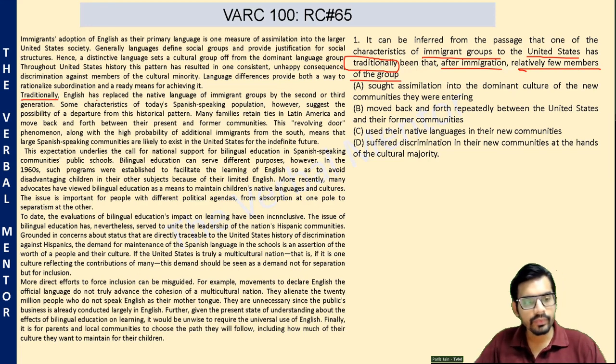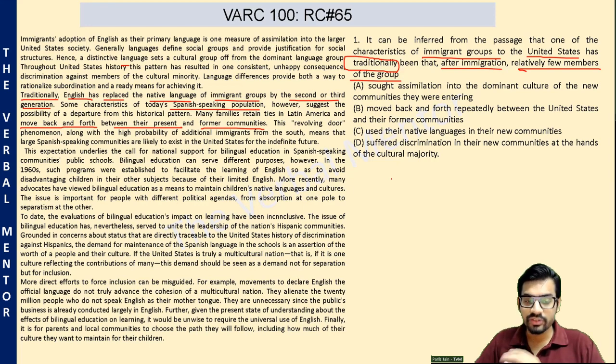So here he says traditionally English has replaced the native language of immigrant groups by the second or third generation. So if a group of immigrants, let's say a family from France, were to settle in the United States, by the second or third generation, they would have adopted English as their primary language. English will have replaced the native language of the immigrant group. This is what it says. Traditionally, that happens. But then he says Spanish-speaking communities are an exception because they keep moving back and forth between their present and former communities. And because they keep moving back and forth, they are able to retain Spanish.